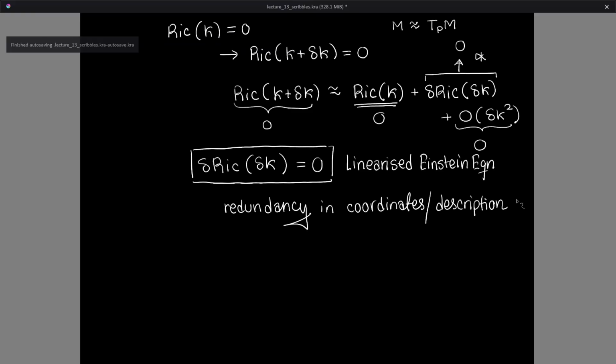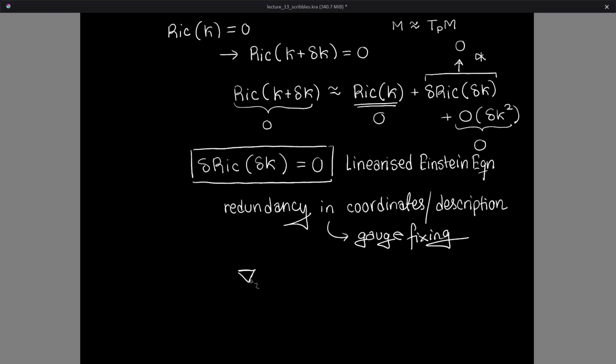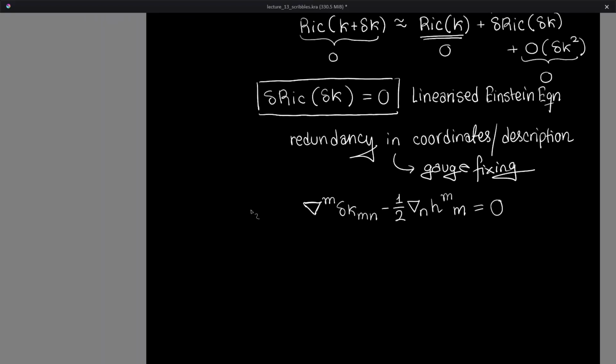So we want to remove these redundancies. This is a process called gauge fixing. A gauge is a choice of such coordinates. The gauge that we're going to use is, I'm going to write it in coordinates, not in the coordinate free way, because that's how I have it written. So, equals 0. This is our gauge condition. We call this a gauge condition.